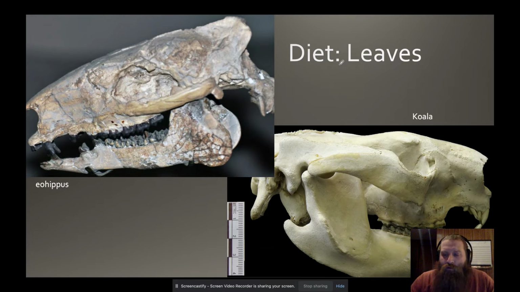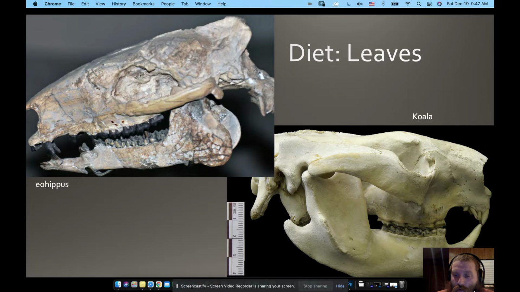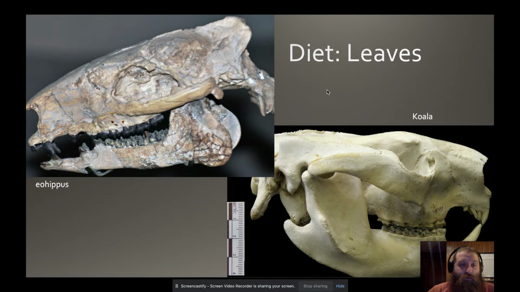So when we look at leg bones, we're trying to say, hey, how did they get around? We look at the toes, right? How did the foot interact with the ground? We look at teeth, all right? We're looking for examples of their diet. So Eohippus may have had a similar diet to the koala bear, which eats leaves.